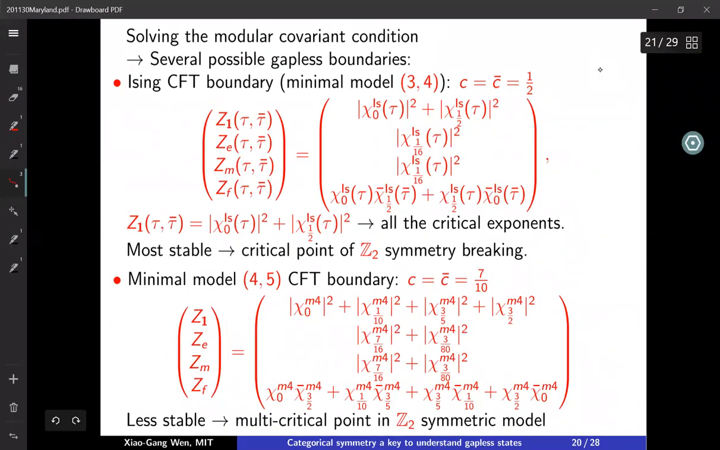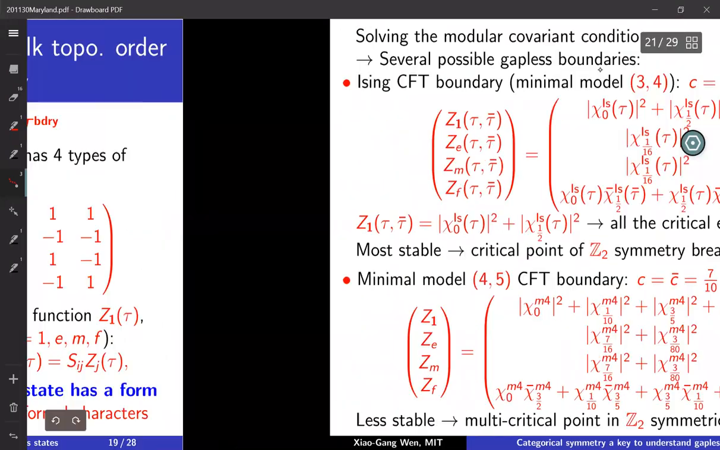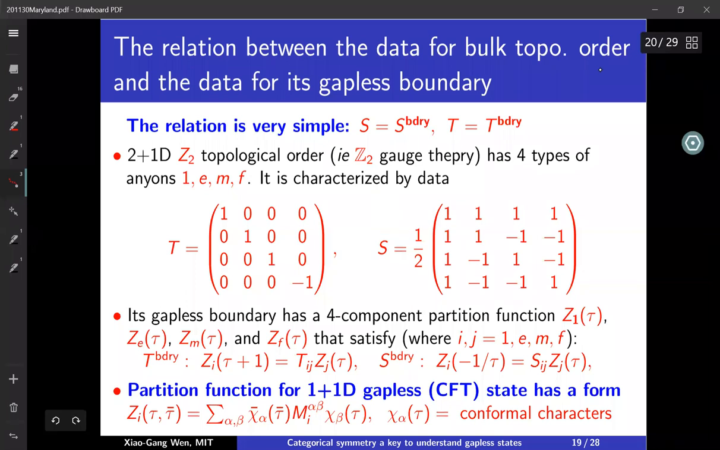Sorry, may I ask a question? So, if the boundary is not anomalous, does this label I tag the different types of critical points that we may have in the boundary?